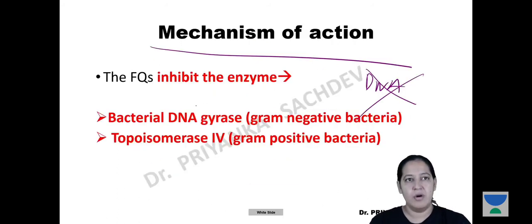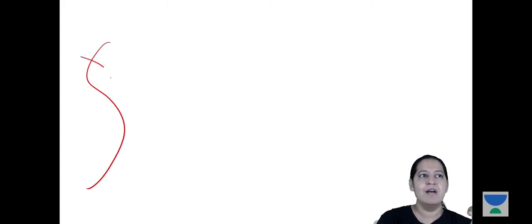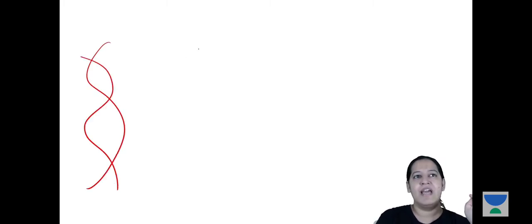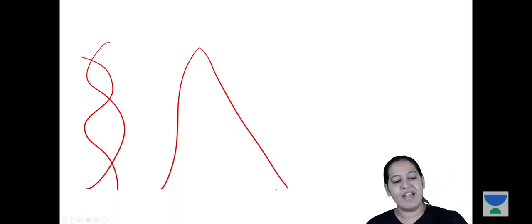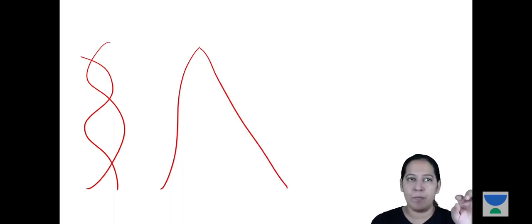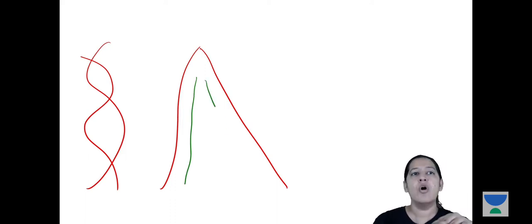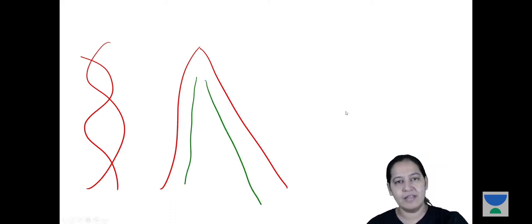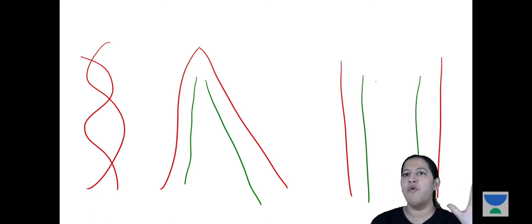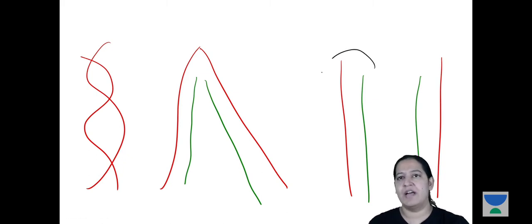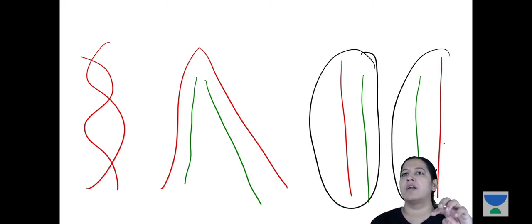I will draw again. So this is double-stranded DNA. First, the 2 strands are separated. This step is known as unwinding. After unwinding, one is leading, one is lagging. Complementary strands are formed on leading also, and on lagging also. After that, the 2 strands are separated, so from 2, 4 are formed. In each bacteria, this will go in one daughter cell, and this will go in the other daughter cell.